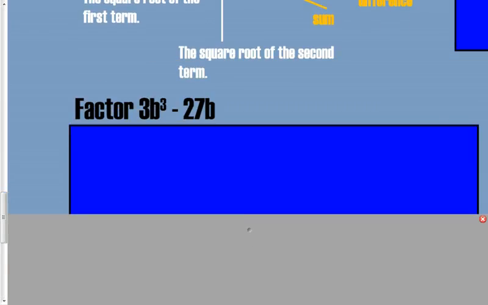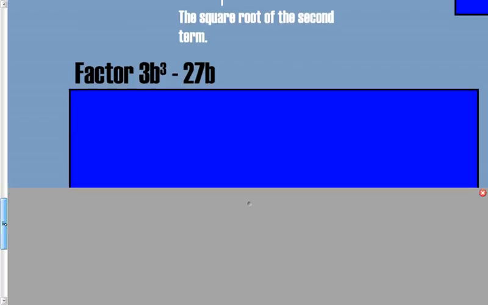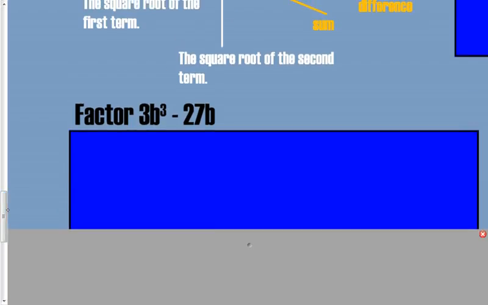All right, second example, 3b cubed minus 27b. So we've got a difference here, but they're not perfect squares. So here's where we have to look and remember our first step. Can you factor out a greatest common factor? And yes, you can factor out a 3b. So then it's b squared minus 9. And these are perfect squares.